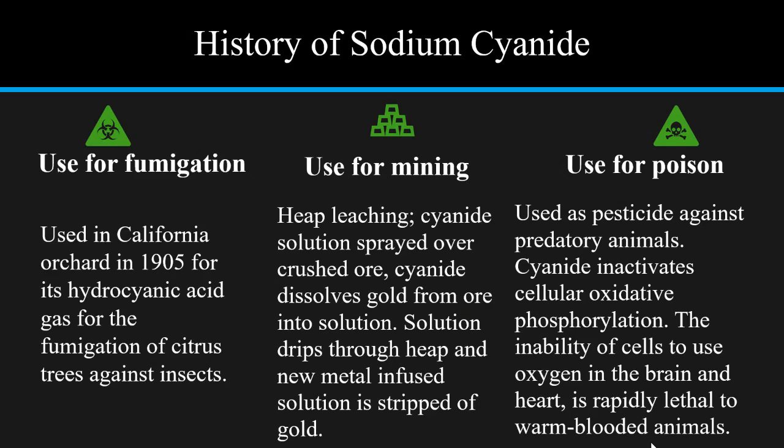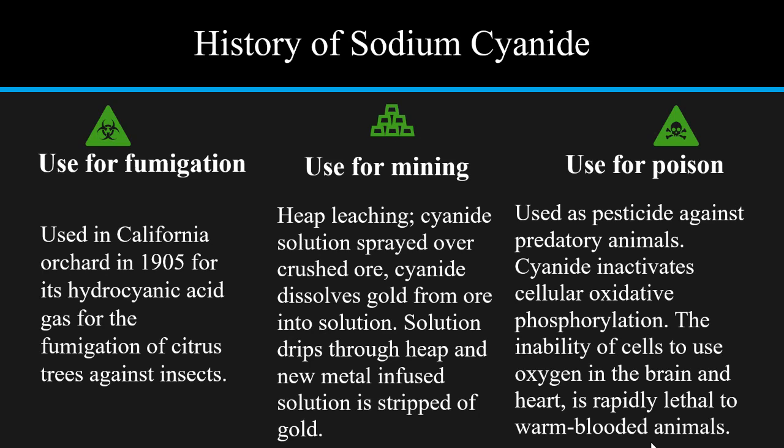A brief history of sodium cyanide. In 1905, sodium cyanide was used in a California orchard of fruit trees as fumigation against insects. Sodium cyanide has been used for mining, specifically in heap leaching.